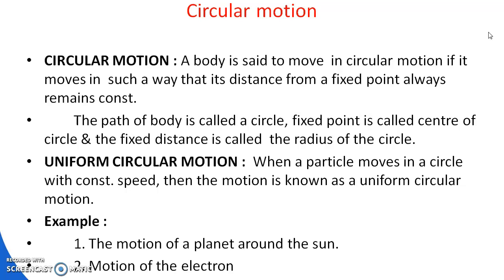Then uniform circular motion. When a particle moves in a circle with constant speed throughout the motion, if the speed is the same, then we say that the body is in uniform circular motion. There are various examples of circular motion: motion of the planets around the sun, and motion of the electron around the nucleus.